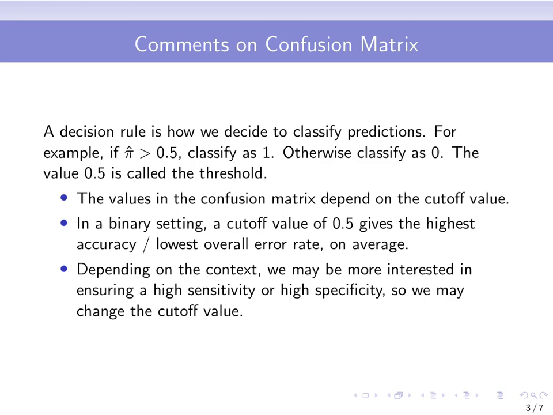The values do depend on the cutoff value. As you vary the cutoff value, the proportion of errors, the false positive rates, and the false negative rates will change. Generally speaking, in a binary setting, a cutoff of 0.5 gives the highest accuracy rate on average. So this is on average. It's not a guarantee. For specific data sets and specific splits of the training and test data, this may not be the case, but on average, this will be the case.